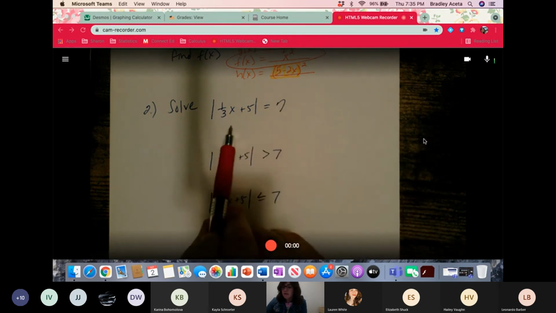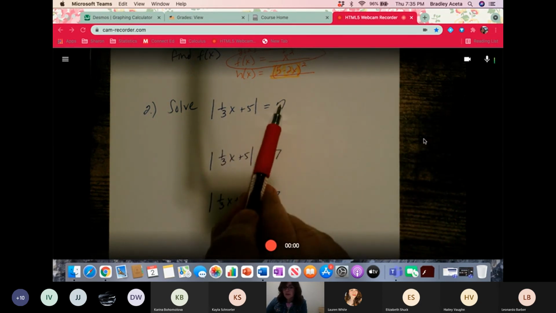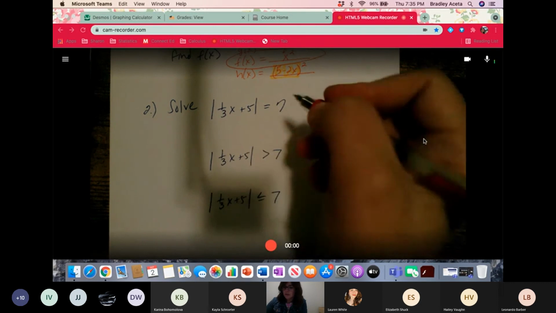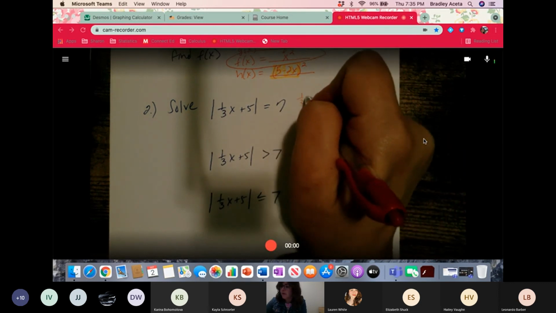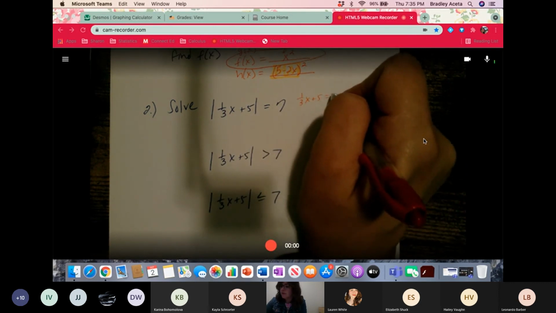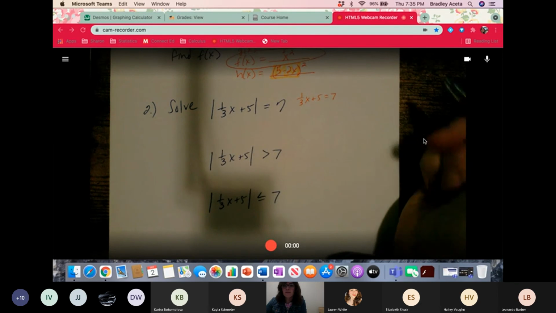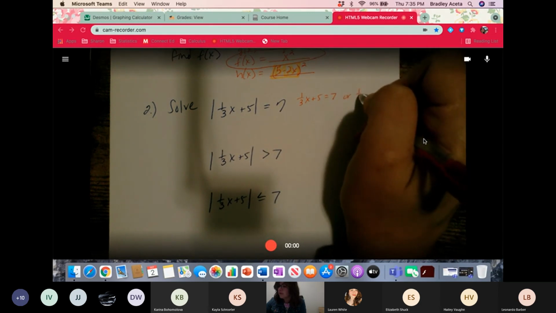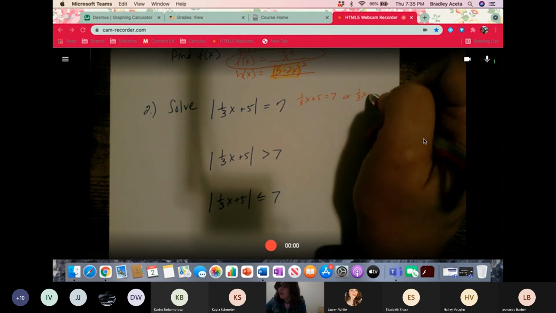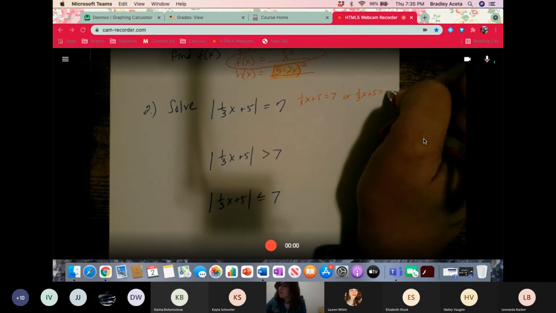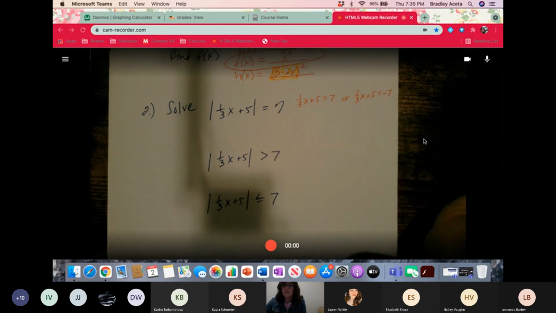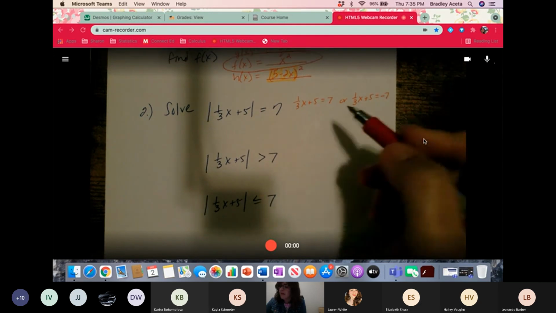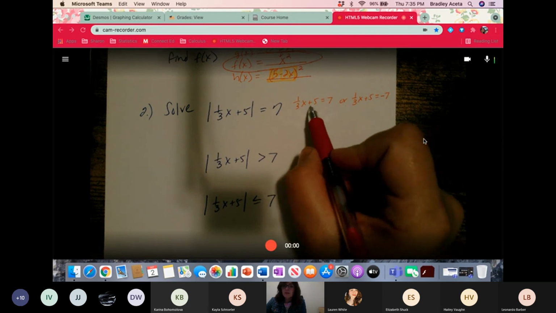When you see an absolute value sign with an equals, that's not negative. You're going to write 2 equations. 1/3 x plus 5, just like it is, equals 7. Or start writing it again, 1/3 x plus 5, and you set it equal to a negative 7. And then you start solving.